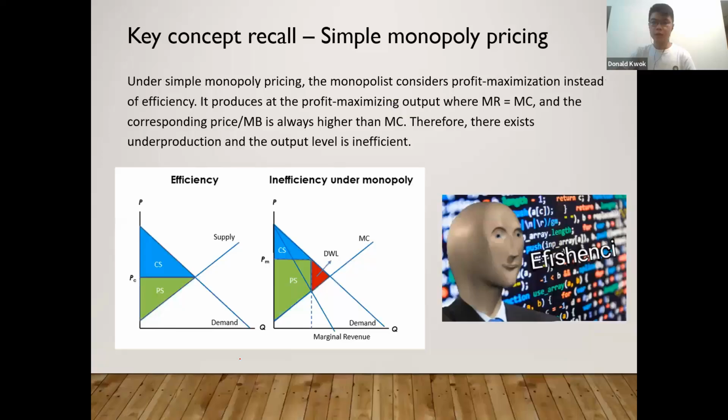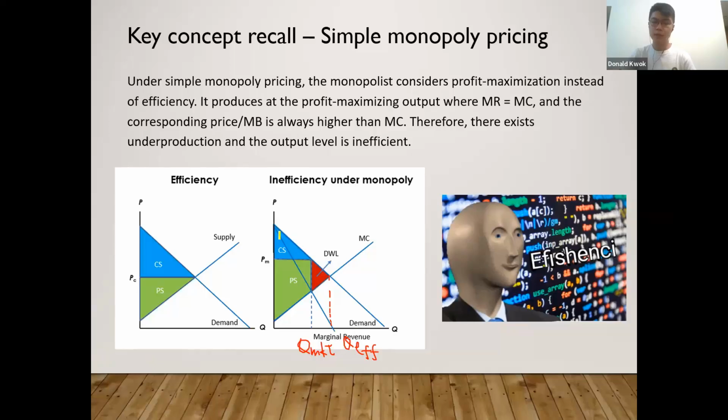Right, so the next thing is about the welfare analysis under simple monopoly pricing. Under monopoly, we actually have a smaller total economic surplus, okay? Because as you can see, under simple monopoly pricing, the market quantity is lower than the efficient level, right? So this is why there's underproduction in the market and there will be inefficiency.